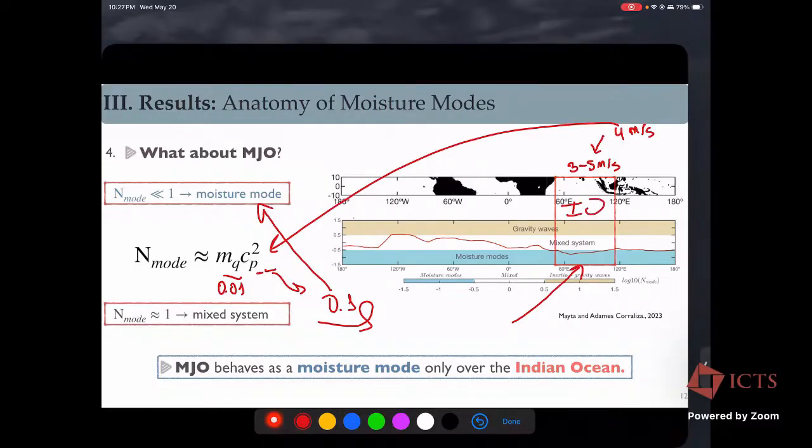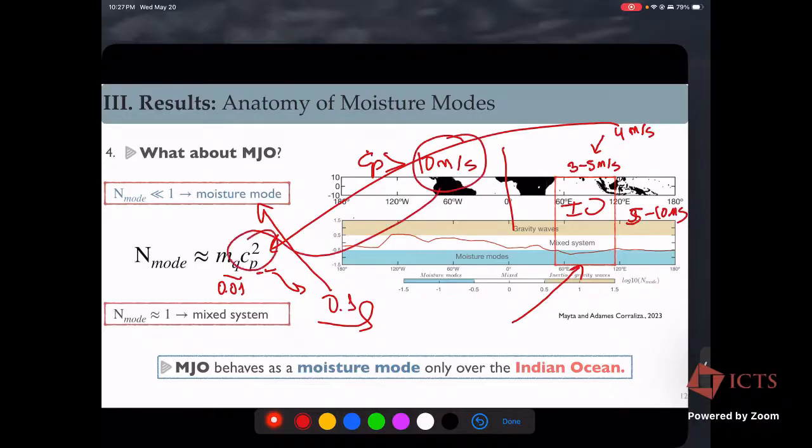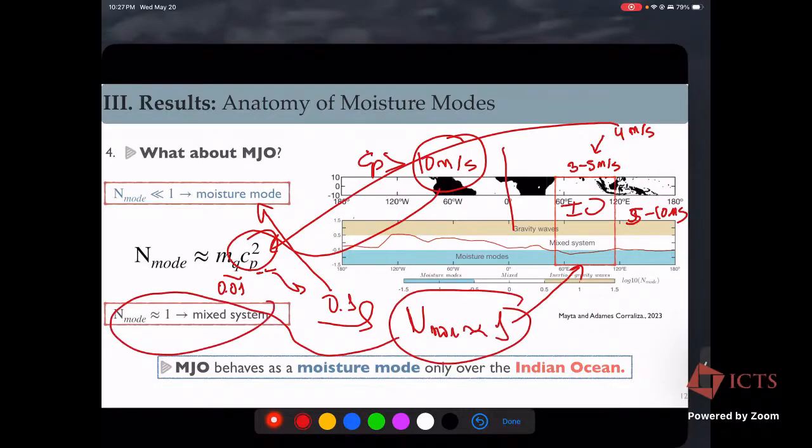But outside the Indian Ocean region, over the maritime continent and Western Pacific, the wave propagates, for instance, at 5 to 10 meters per second. And if you go outside the warm pool, over the cool pool, the wave can propagate faster, up to 10 meters per second. If you plug this value of 10 meters per second into this equation, you will get an N mode of roughly 1, which means the wave behaves as a mixed system. So outside the Indian Ocean, the Madden-Julian oscillation can be better classified as a mixed system.